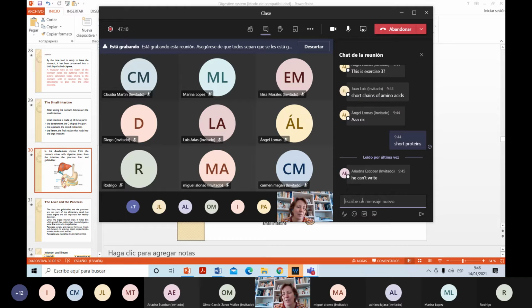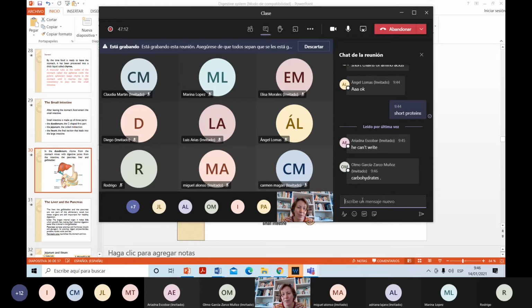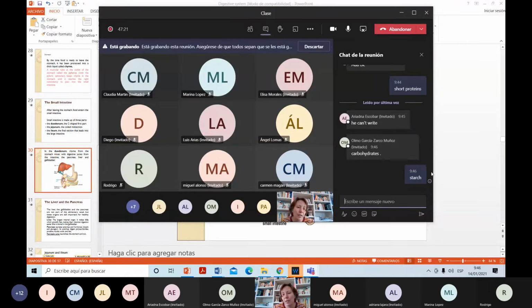What is the molecule that amylase breaks down? Is carbohydrates. Perfect. Thank you very much, Olmo. It's complex carbohydrates, one that is known as starch, almidón in castellano, that we find in cereals, pasta, bread, and so on.